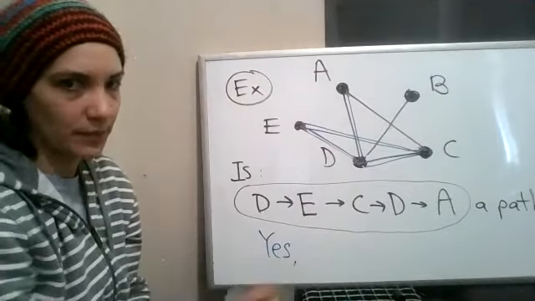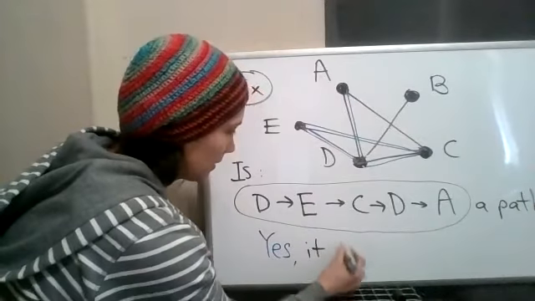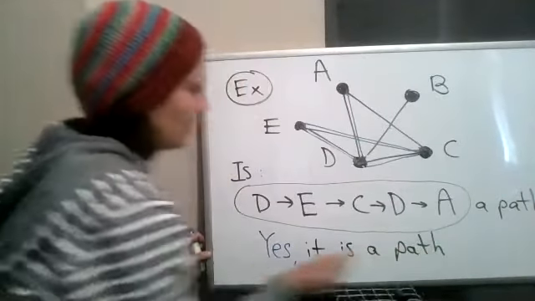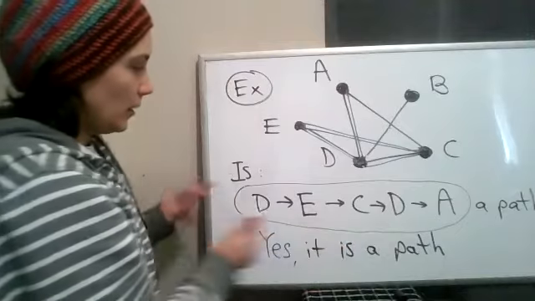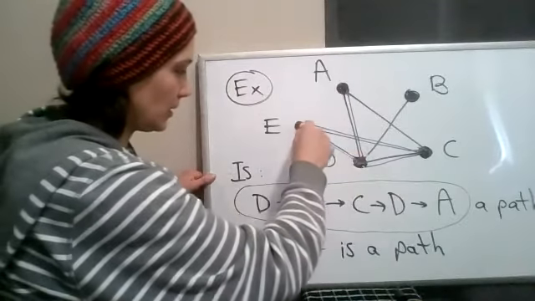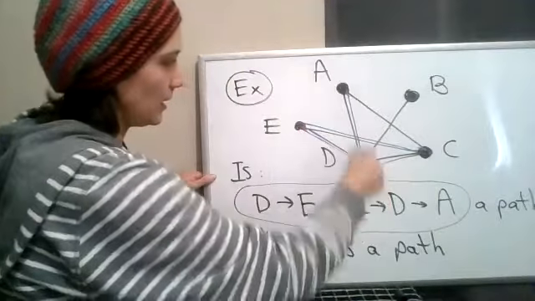We'll talk about it one more time, but I think that was good. It is a path. So D, E, that's that edge, E to C, C to D, D to A.